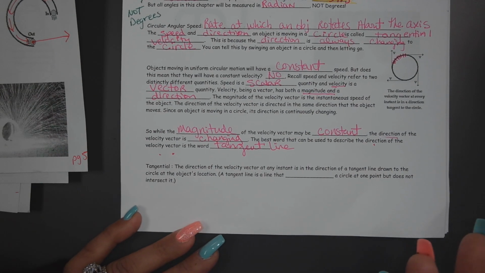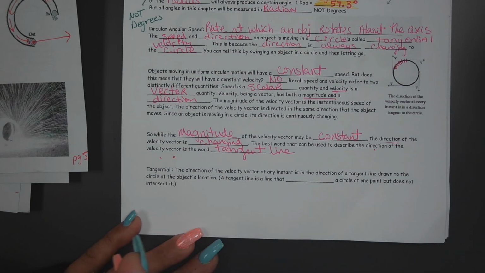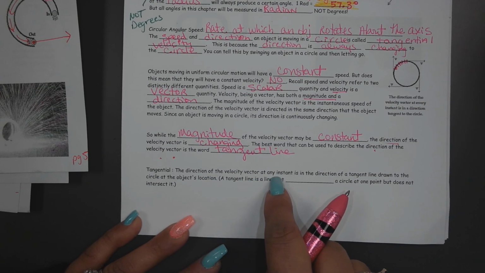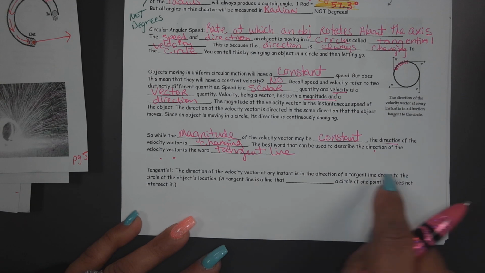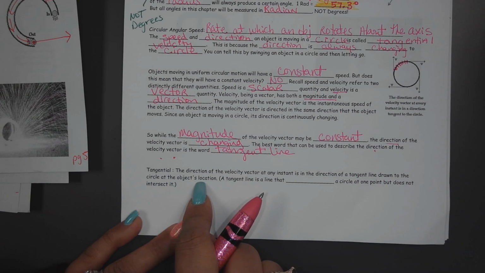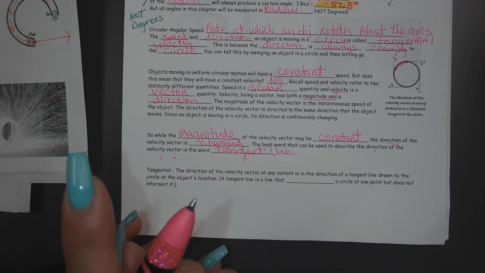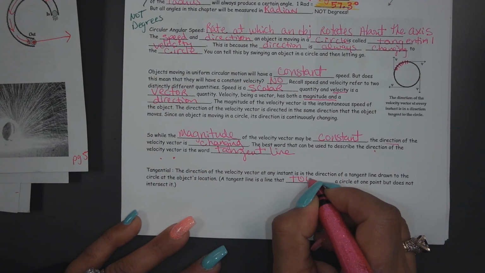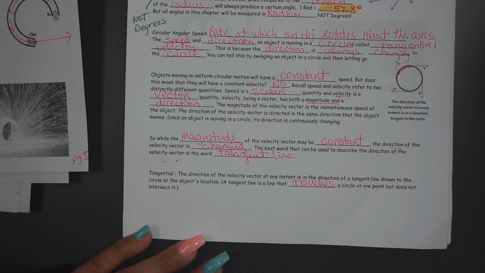Now, in math class, you might have used the word tangent. The word tangential is the same thing, however you pronounce it. Tangential is the direction of the velocity vector at any instant, it says here, of that direction drawn in a straight line touching the circle, but does not go through the circle. It touches the edge of the circle, but it does not go through the circle.